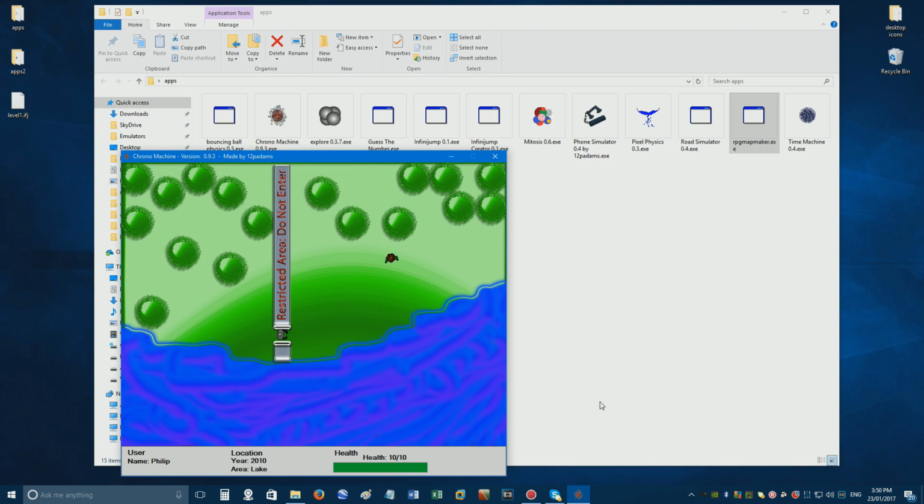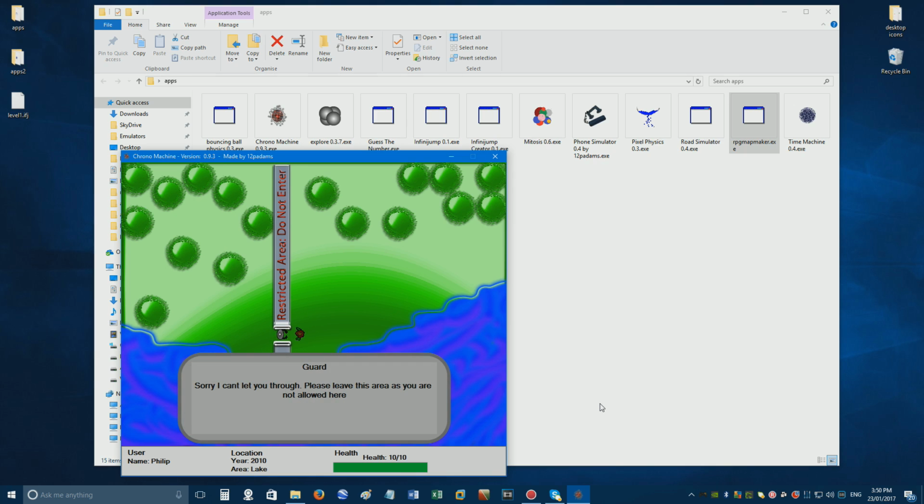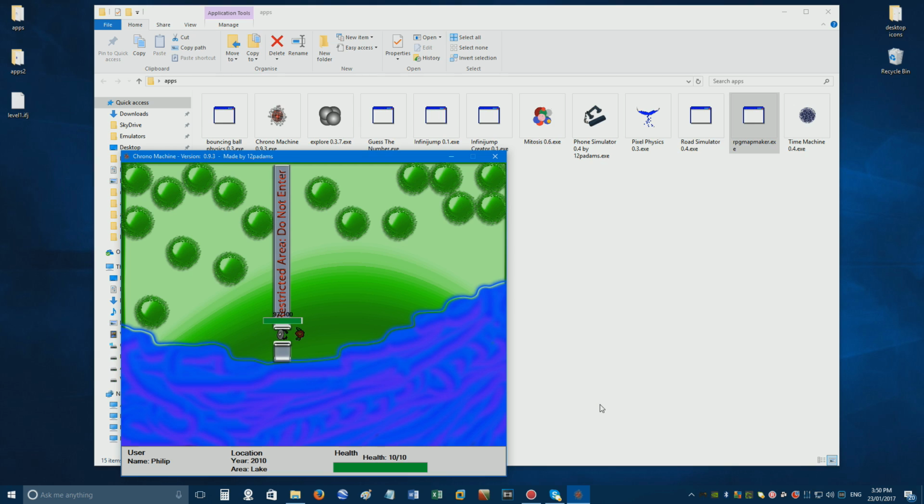Restricted area, do not enter. Now, this is where the time machine is supposed to be. So you go this way and, you know, you see the time machine. Sorry, I can't let you through. Please leave this area. You are not allowed here. And then you just kind of kill the person.